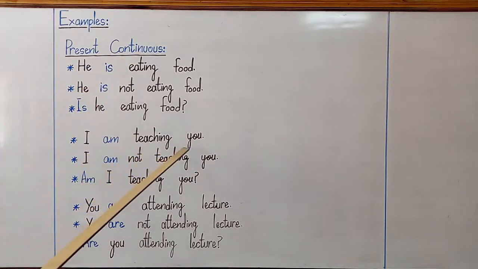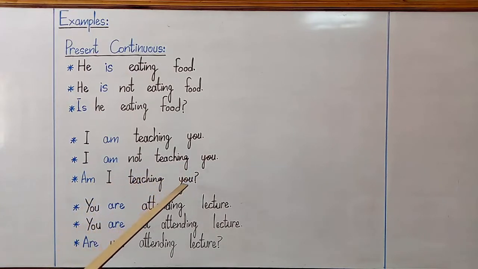I am teaching you. I am not teaching you. Am I teaching you? The usage of am in present continuous tense. You are attending lecture. You are not attending lecture. Are you attending lecture? The usage of are in present continuous tense.